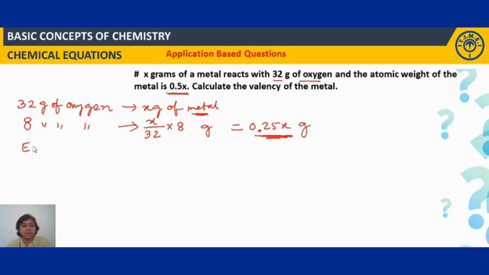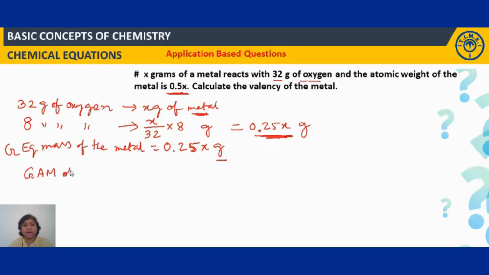So I can write that equivalent mass of the metal is equal to 0.25 X grams. Rather we should write gram equivalent mass, because we are writing unit gram. So gram equivalent mass of the metal is 0.25 X. Okay. And the atomic mass is given 0.5 X. Fine. So what is the gram atomic mass?